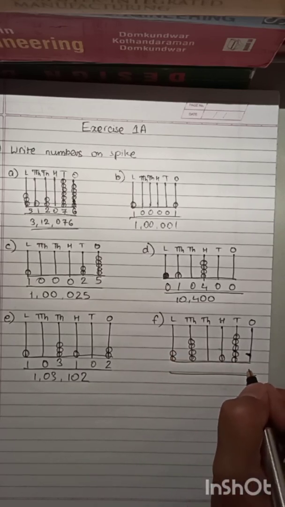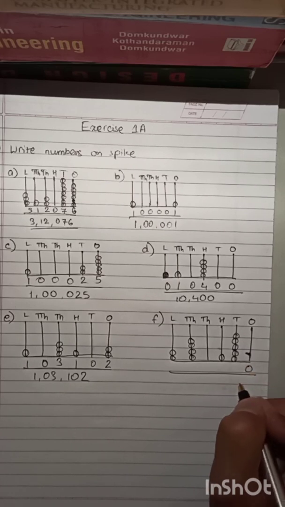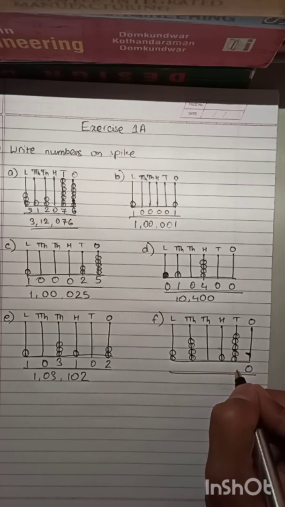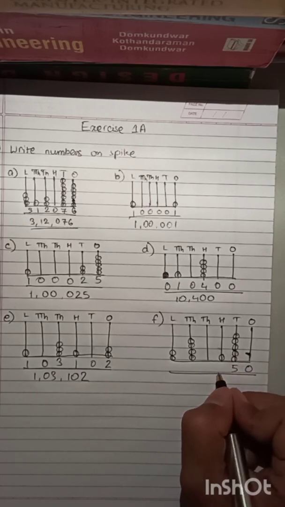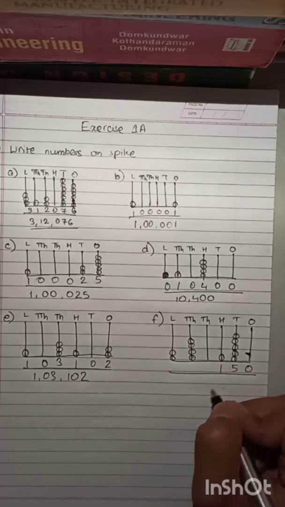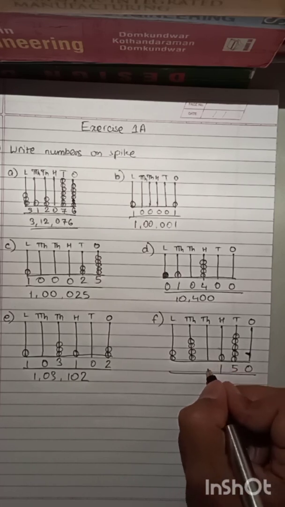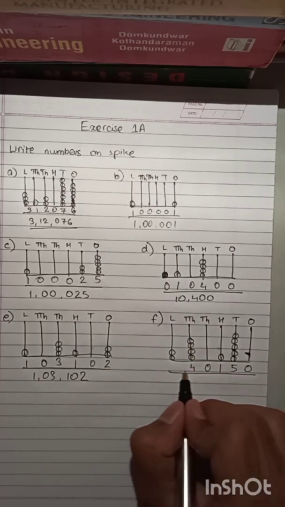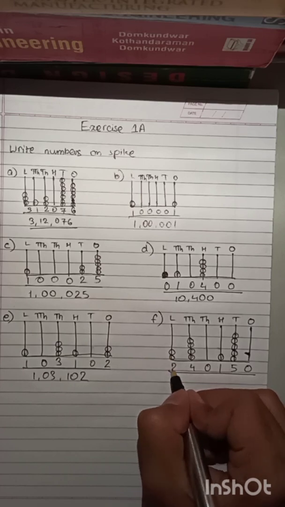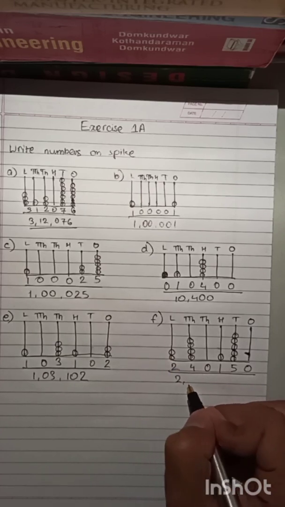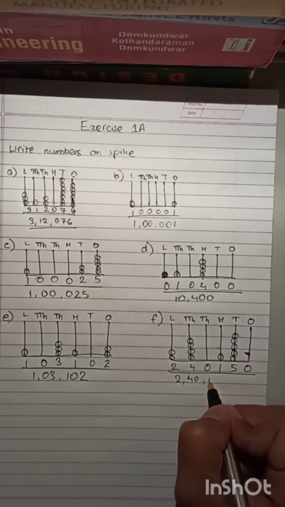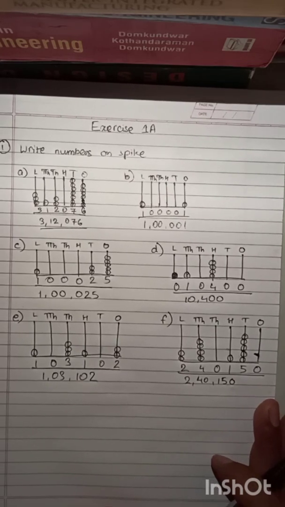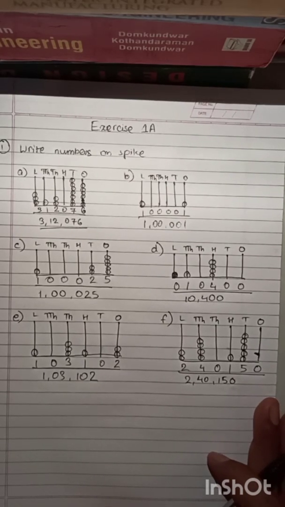So here we don't have any bead on first spike, it becomes 0. I have 5 beads on this spike, so this becomes 5. We just got 1 bead on 100 spike, so this becomes 1. Here I don't have any bead, so it's 0. Now here I have 4 beads, so 4, and 2 beads here, so 2. So ultimately my number becomes 2,40,150. Okay, so this is how you're going to do the first portion of exercise.